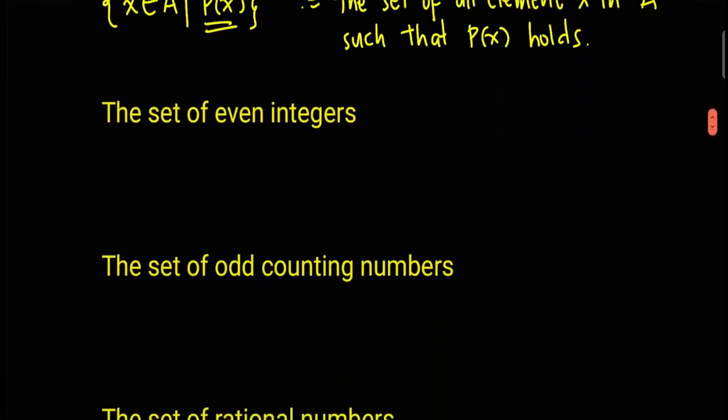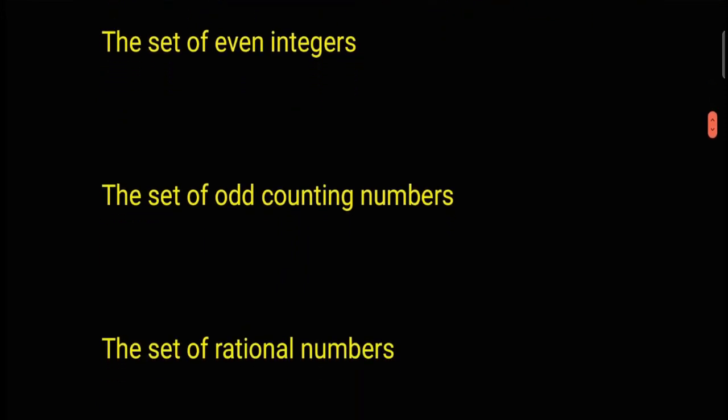Some examples, the set of even integers. Now, the set of even integers is as follows. We have the numbers 2, 4, 6, 8, and so on. But of course, it also contains the number 0, and it also contains the negative even integers. So it also has negative 2, negative 4, and so on. So those are the elements of the set.